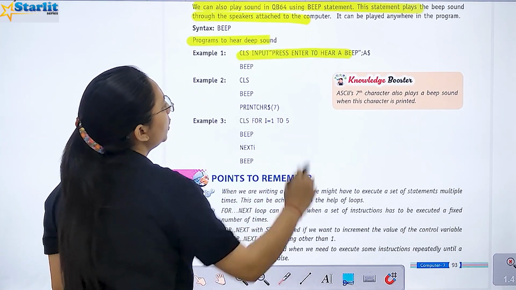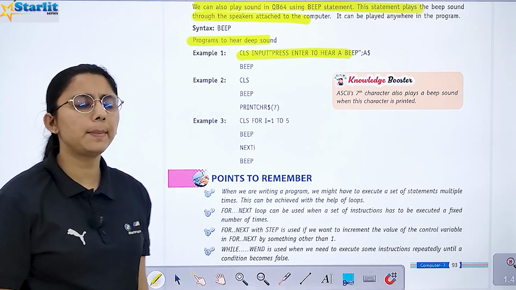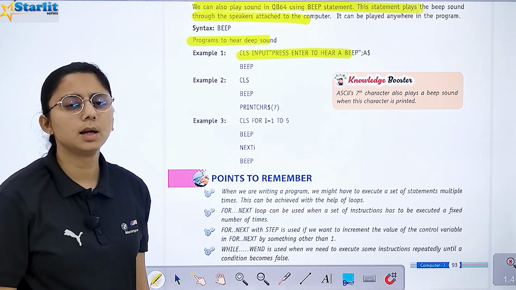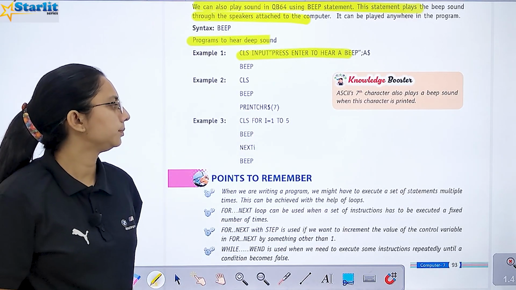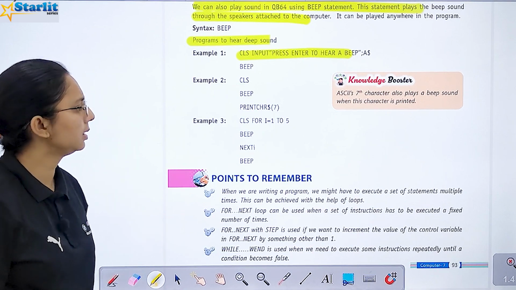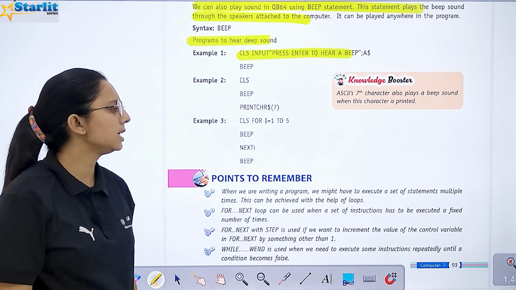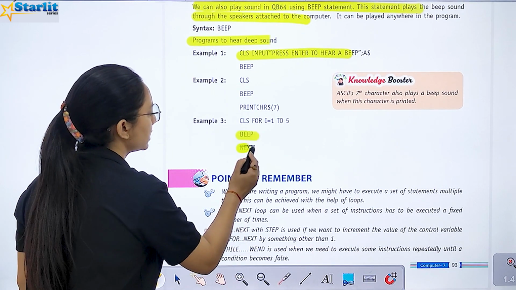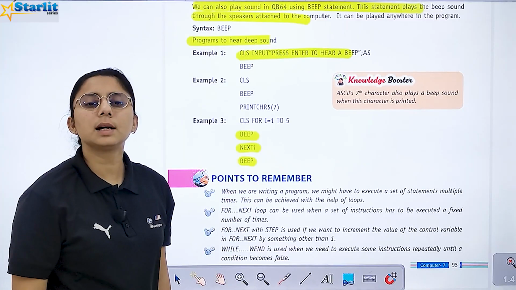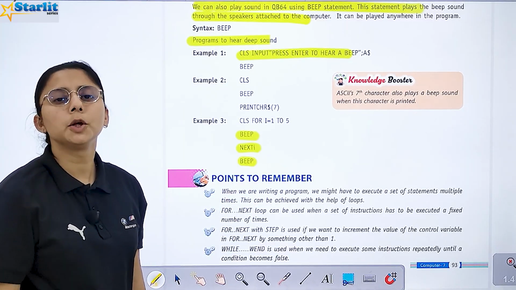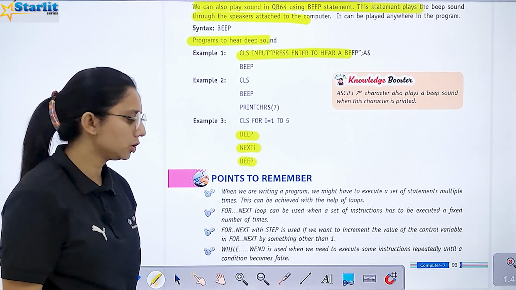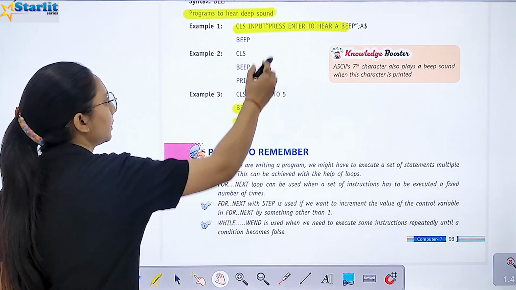First is CLS, input press enter to hear a beep. आप enter press करोगे और आपको beep सुनाई देगी. CLS, beep, print CHR$7, right? CLS, for I is equals to 1 to 5, B, next I, and end. These are the different programs that we use in QB64, right? This is all about this chapter.